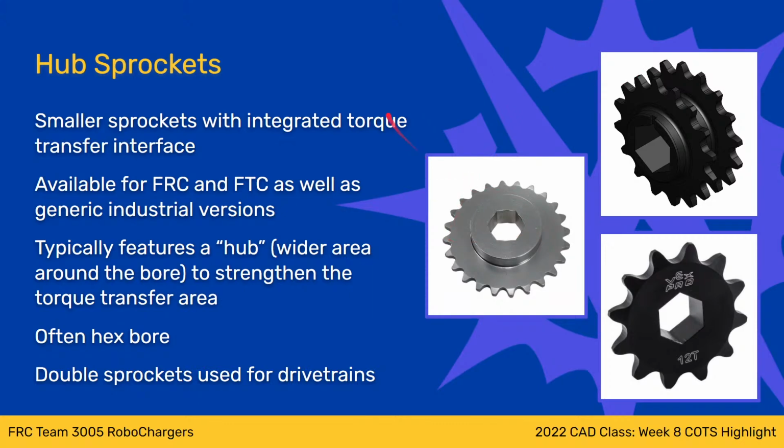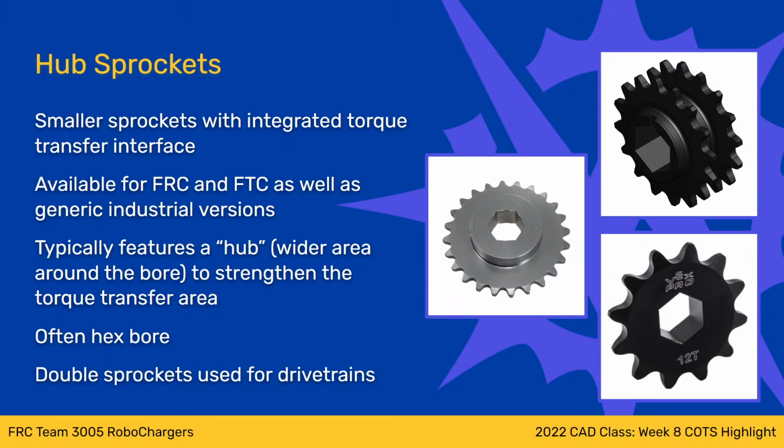Generally speaking, a hub sprocket just has this kind of thick area on it. It's got the thin area around the edge with the sprocket teeth on it that engage with the chain, and then in the middle it's got this area called the hub, which is a thicker area that widens out. That thick area has a torque transfer interface that allows you to put the hub sprocket on a shaft and transmit torque through it.